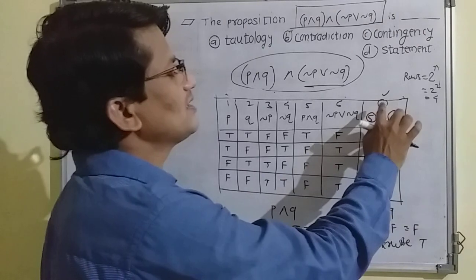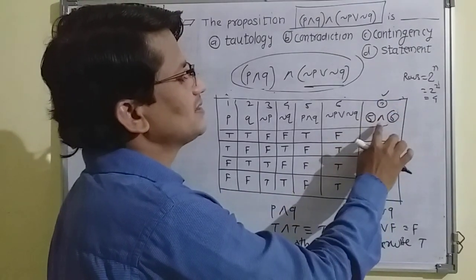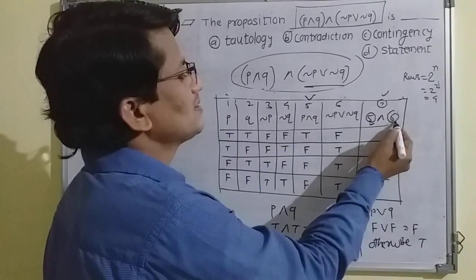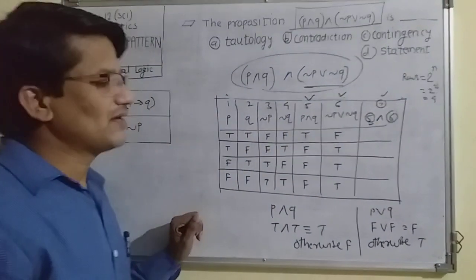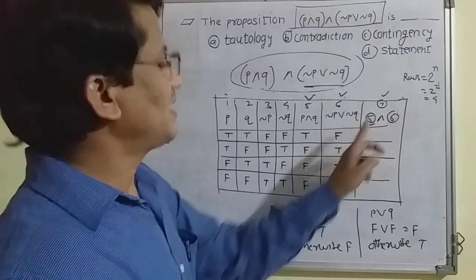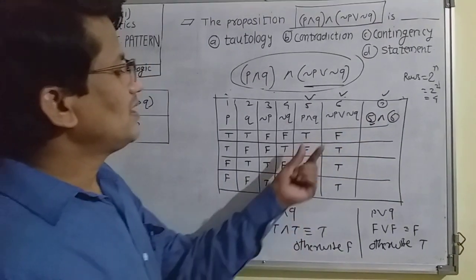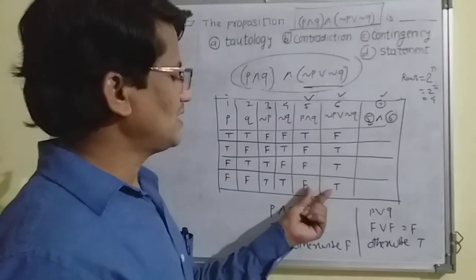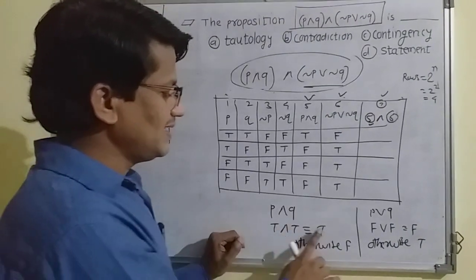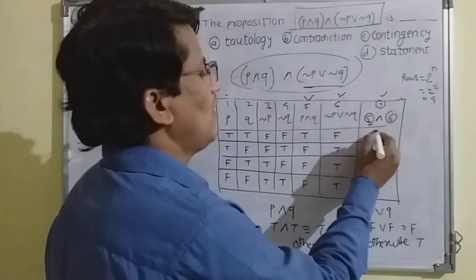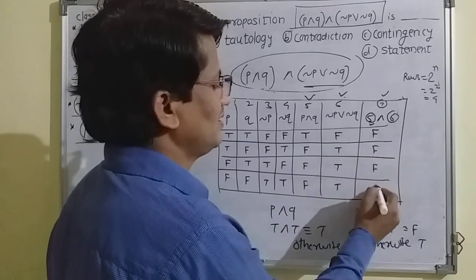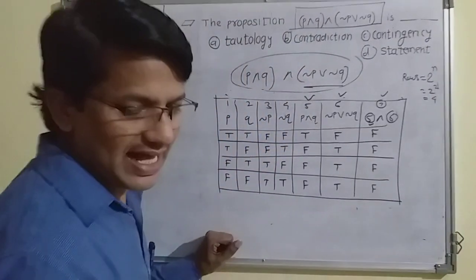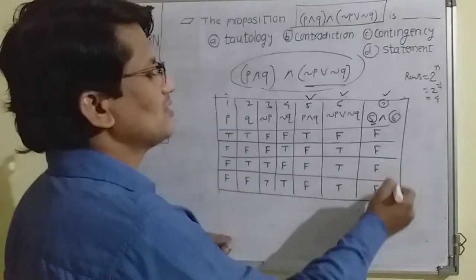Now it remains to fill the last column, column number 7. What is column number 7? It is the 5th column and the 6th column connected with and. We know the result for and. Double T, it is T. Double T here, not here, not here, not here. If both are T, result is T, otherwise F. All the entries are F. Thus, we have completed the last column. Observe all the entries.